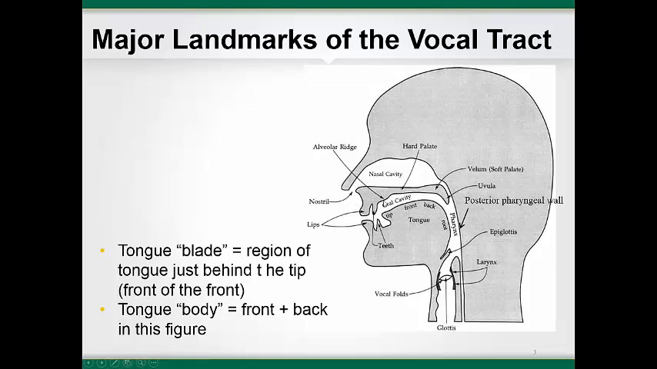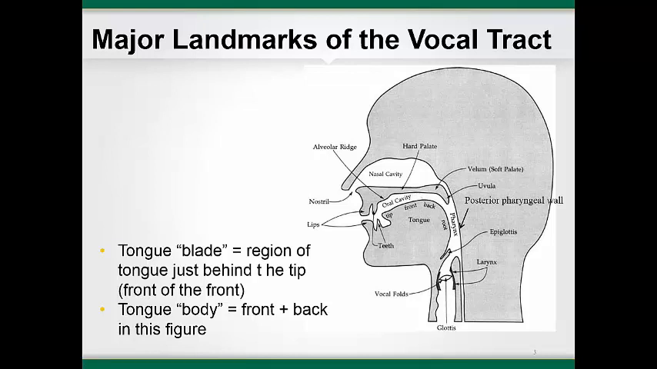Next, the alveolar ridge is the part of the roof of your mouth just behind your teeth, right here. It might have a bumpy texture. It's usually the part you burn if you eat hot pizza. Next, the hard palate, here, from about here to about here, is the part of the roof of your mouth that is more flat and bony or hard.